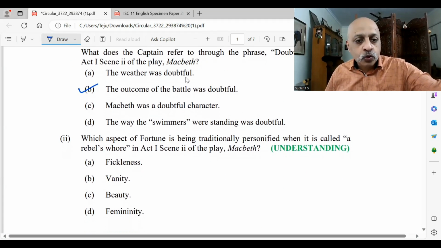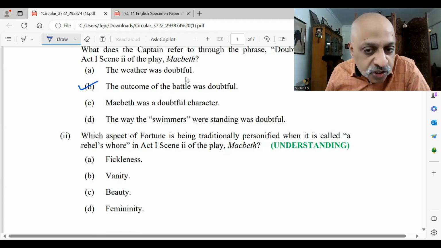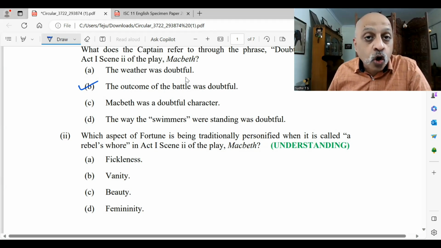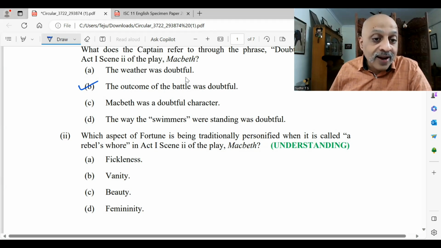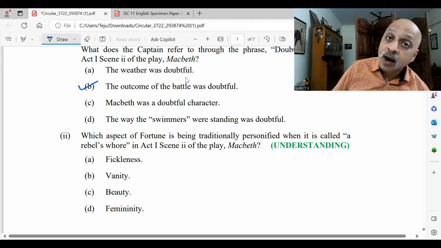Which aspect of fortune is being, now this is a tricky question, which aspect of fortune is being traditionally personified when it is called a rebel's whore in Act 1, Scene 2 of the play Macbeth? Now this is something which relates to your understanding.